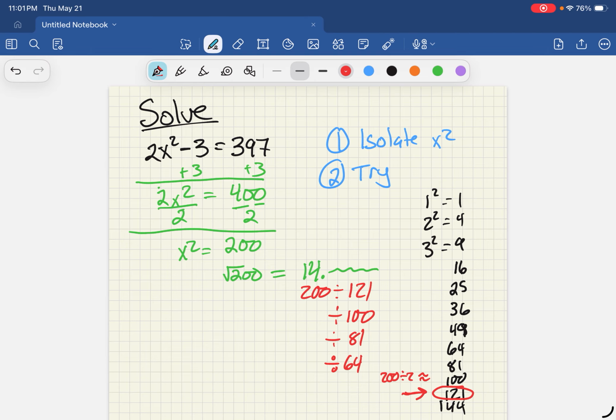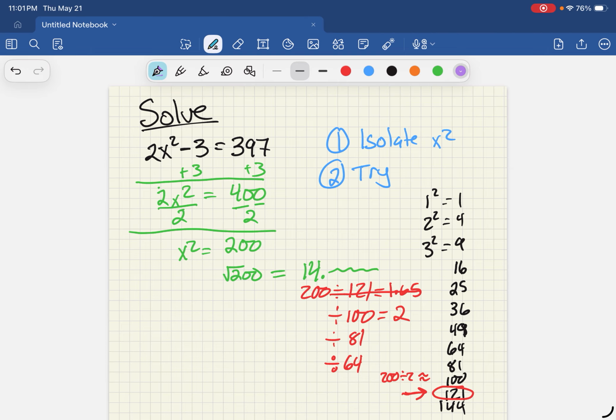And as I'm doing this, what I want to do is, as I'm guessing and checking and dividing these numbers, I want to see if it gives me a decimal or not. So when I take 200 divided by 121, I get 1.65. I don't want to use this. We don't like decimals. Next, I would take 200 divided by 100. That gives me 2.